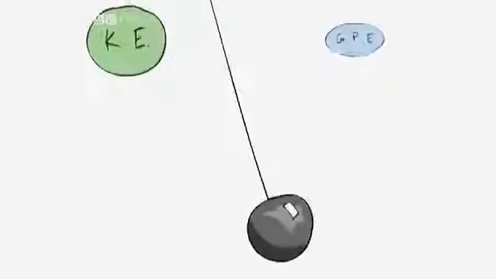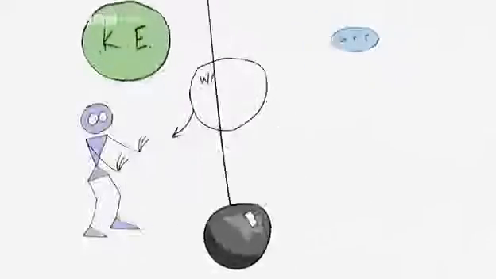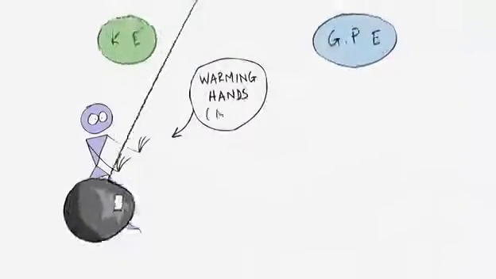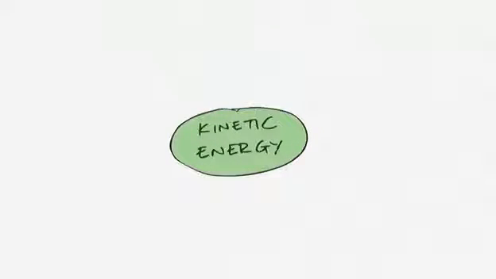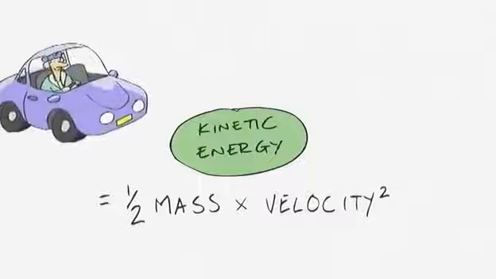Each swing will be slightly less than the previous one, as some energy is transferred to the surroundings, mostly as heat, but not much heat. Kinetic energy isn't just for pendulums. Anything moving has kinetic energy. It's all about mass and speed. Kinetic energy equals half mass times velocity squared.